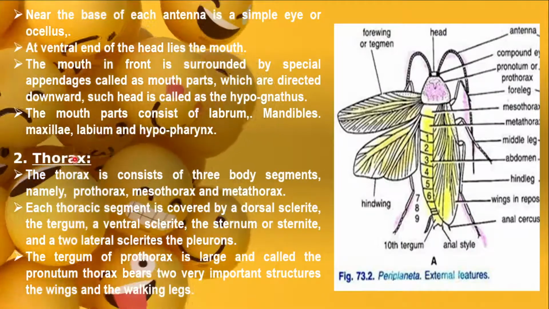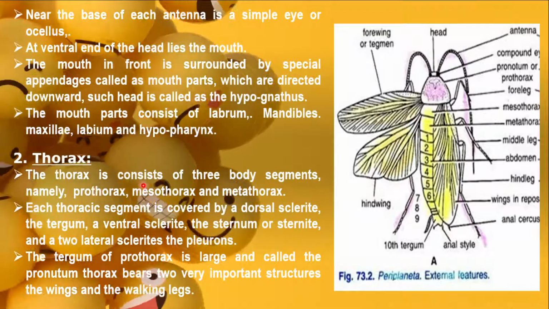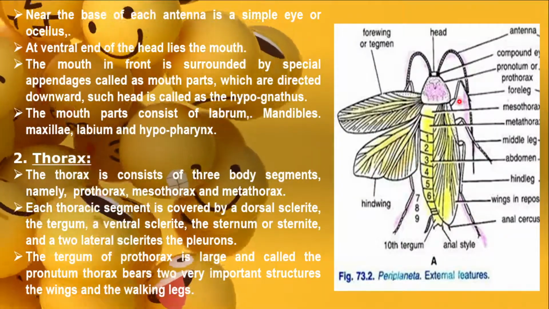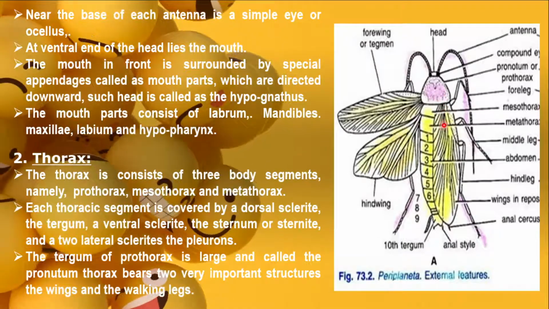Now the second part of the body is thorax. The thorax consists of 3 body segments. I already told you that the thorax is made up of 3 body segments.